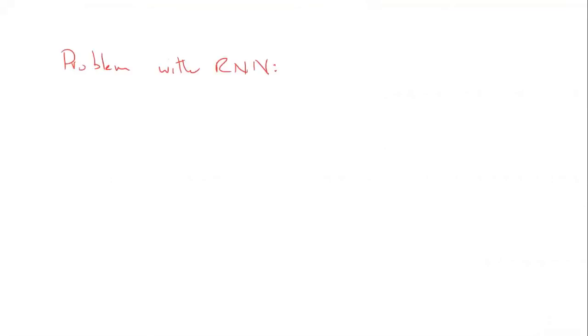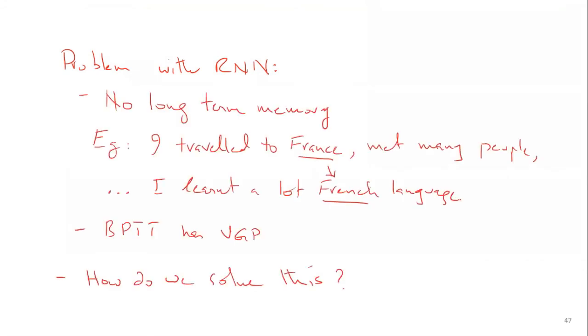Why does it have both long and short? Don't ask me. Somebody figured out that we'll call it long short-term memory, with a hyphen between short-term and long. So the problem with RNN that we've already seen is that there's no long-term memory.